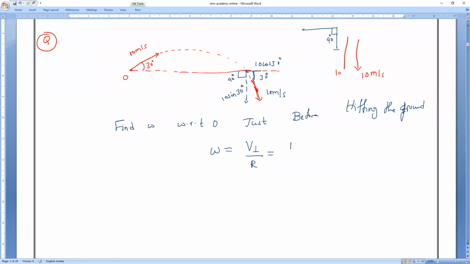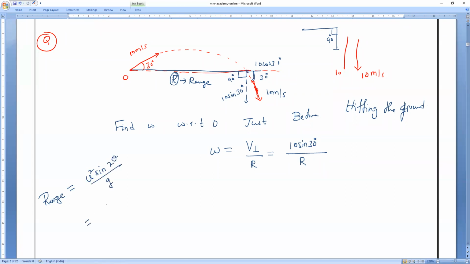So what is the V perpendicular? Aswita, 10 sine 30 or 10 cos 30? 10 cos 30 is parallel to O. So no, 10 sine 30 only is perpendicular, because it is V perpendicular. Am I right, everybody? Divided by R. Let me give the R value. If you notice, we have to find the R value also. What is R? We all know. R here is not the radius. What is this called? Horizontal range. So let us find that R value first. How to find the R value? Respond. The range formula, respond. Everybody. What is that? U square sine 2 theta divided by G.